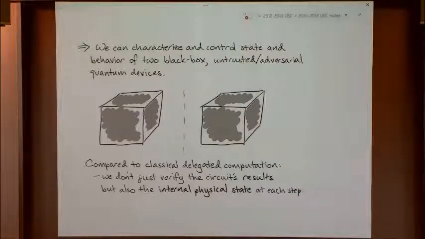Actually, it's more than just delegated quantum computation. In delegated computation, it just says I know that the result of the circuit that I got is the same as what it should have been mathematically. But our theorem is saying something stronger. It's allowing us to characterize the internal quantum states of these quantum devices at every step of the protocol. So it's really a physical statement, not just a mathematical statement.